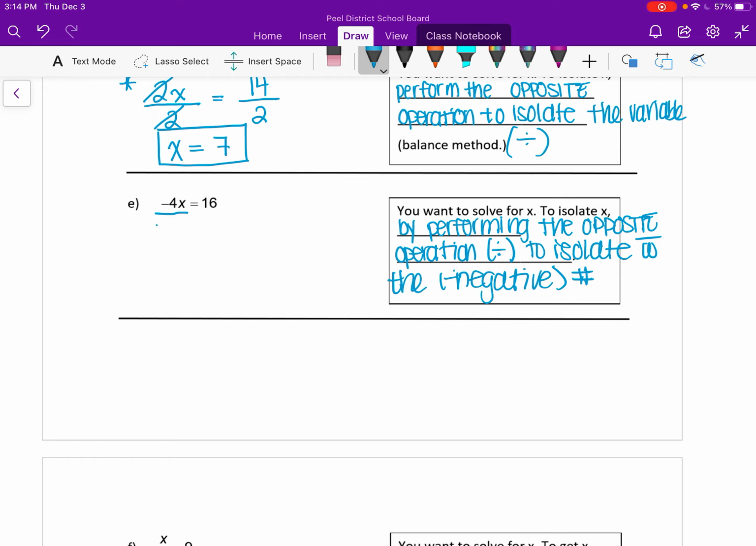So I'm going to go in here. I'm going to say divide by -4. Divide by -4. -4 divided by -4 is just going to be 1. So I'm going to have x is equal to 16 divided by -4 is -4. And that's my answer.